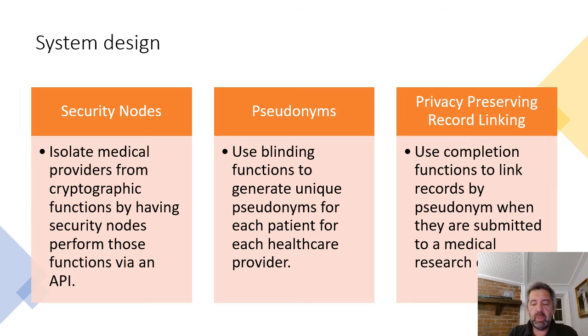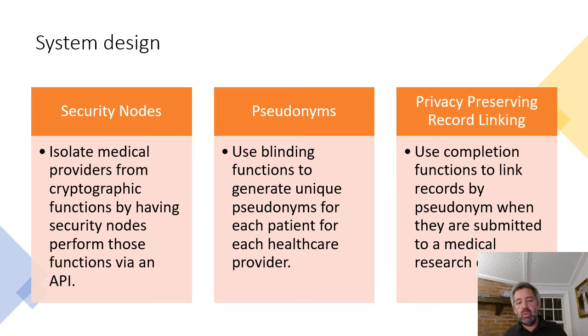So before I describe the system design, these are some of the important elements of the system. We are going to use security nodes to isolate medical providers from cryptographic functions and secret keys. We have security nodes that are going to perform these functions via an API, by a remote call. We cryptographers don't necessarily trust medical providers to be competent at doing these kinds of calculations. Naturally, the medical providers don't trust us to be competent at performing surgery. So we are hoping for a system design which lets each specialty focus on what they're good at.